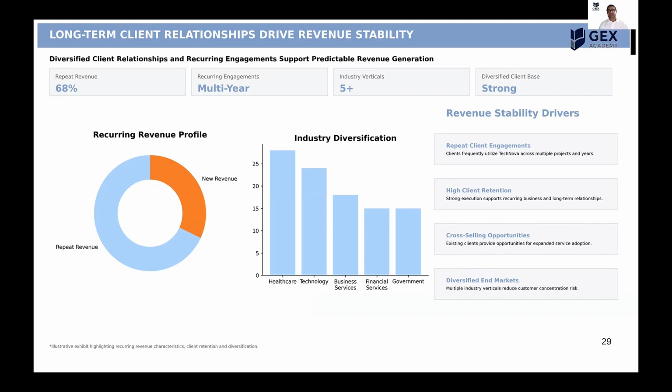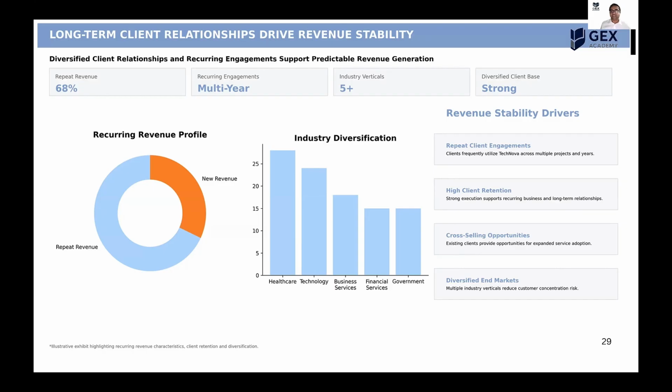Look at the repeat revenue, right? One of the metrics that stands out is that approximately 68% of the revenue comes from repeat business. It's a very positive indicator, right? In professional services and staffing businesses, repeat revenue often suggests that clients are satisfied with the quality of service being provided and continue to engage the company for additional projects and initiatives, right? As investors, we would generally rather see revenue generated from existing relationships than constantly having to replace customers every year.